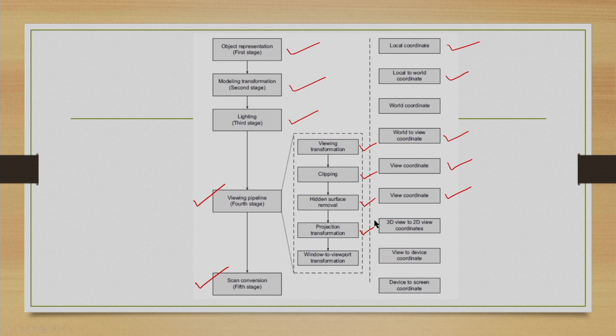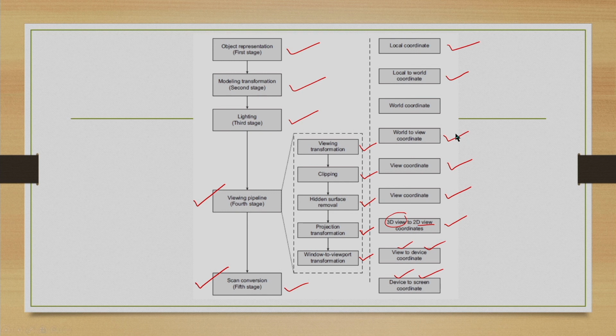Projection transformation, which is again a transformation that takes place between 3D view coordinate to 2D view coordinate system. And window to viewport transformation, the 5th substage of the 4th stage, takes the object description from view coordinate to device coordinate system. The last stage, scan conversion, essentially is a transformation from device to screen or pixel coordinates.